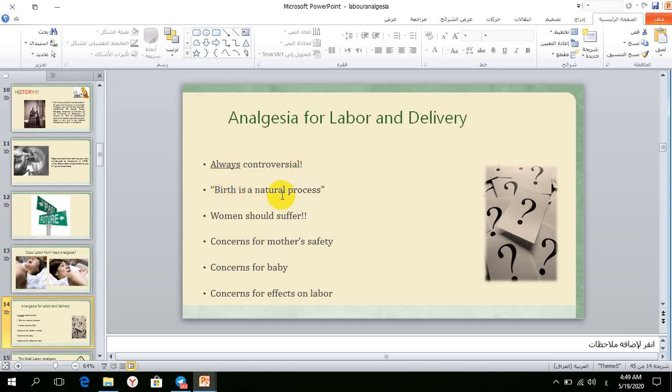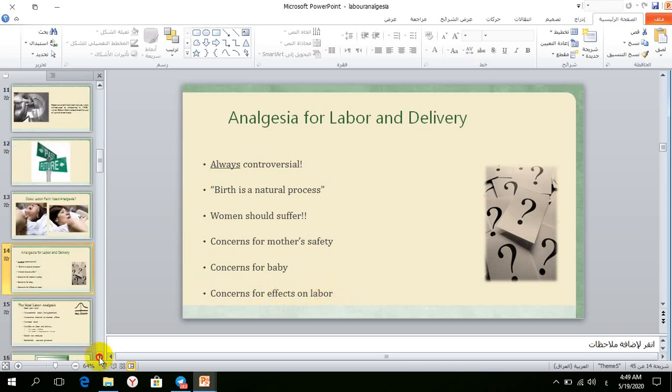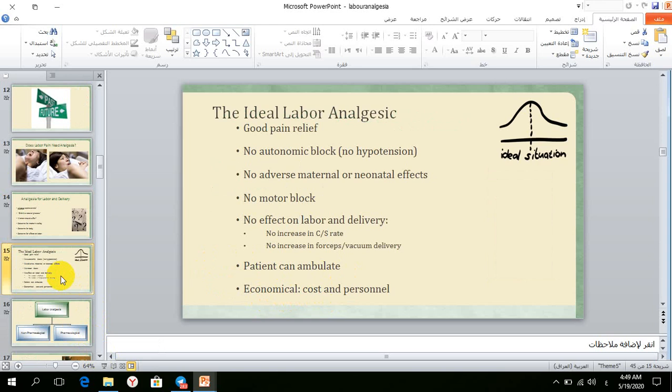Birth is a natural process. Women should suffer. Concern for mother's safety, concern for baby, concerns for effect on labor. كل هذه الاعتبارات واحد يخليها بالحسبان من يريد ينطي.